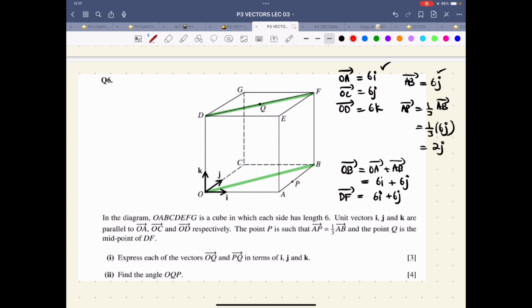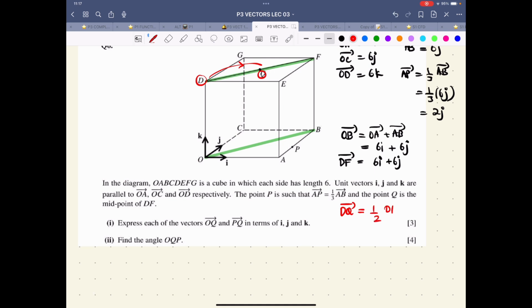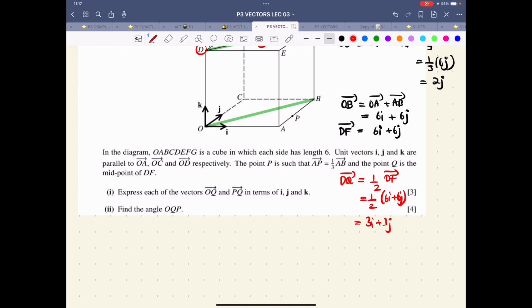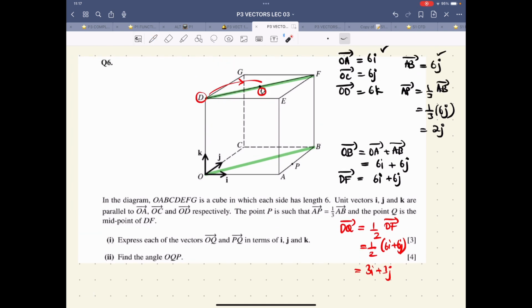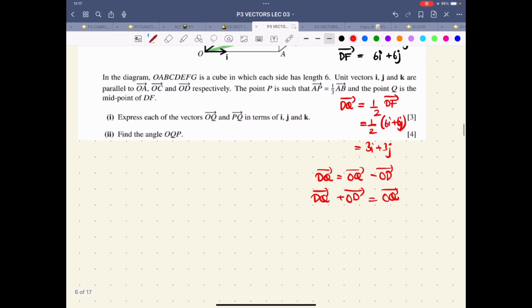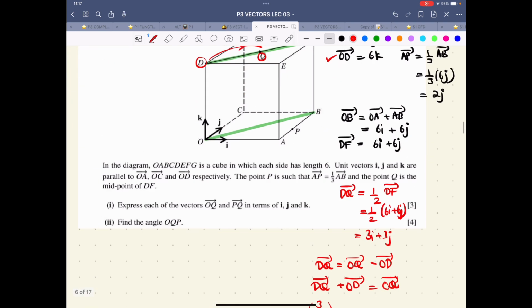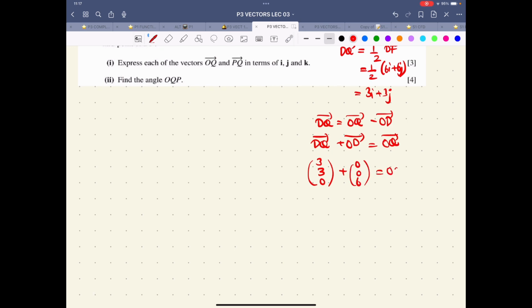Now, if I talk about DQ, from D till Q, that is half of the whole journey. So DQ is the same thing as what? That is half of DF. That is half of 6I plus 6J. That is 3I plus 3J. But we are not interested in DQ as such. We are interested in OQ. So therefore, I can break up DQ and I can write DQ is OQ minus OD. And DQ plus OD, that is equals to OQ. DQ is 3I and 3J, so that is 3, 3, 0. And what is OD? OD is right over here, that is 6K, which is 0, 0, 6. That is equals to OQ. So OQ is 3, 3, and 6.